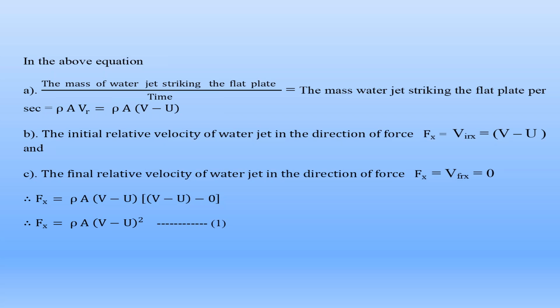If the vertical flat plate is in rest condition, the velocity of plate U is 0. If U is 0, equation 1 becomes Fx is equal to rho A into V square. That we already discussed in the rest condition. So this is the equation for the force Fx exerted by the horizontal water jet striking the vertical flat moving plate in the direction of water jet. If anybody is having doubt in this equation 1, please discuss with me.